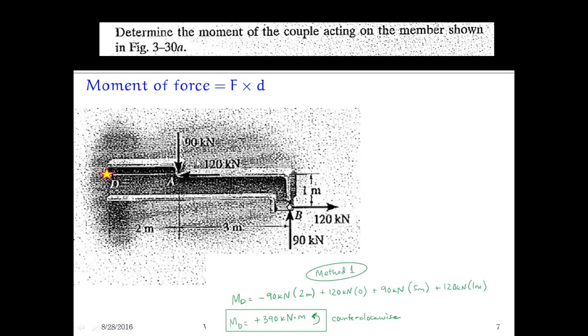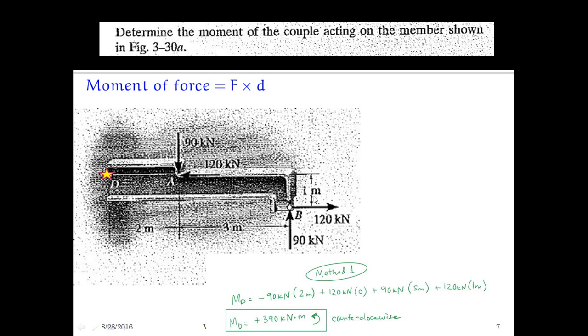So negative 90 kilonewtons times 2 meters, because that's the perpendicular distance from D to the 90 kilonewtons. So we have negative 90 times 2 plus 120 times 0. So we have the 120, but it's exactly parallel to point D. Thus, it wouldn't cause any moment at all. So we just consider this to not cause any moment. Then I move on to the 90 kilonewtons here. It seems like it's pushing upward this way, so it would cause a counterclockwise rotation about point D. So counterclockwise is always positive. And the perpendicular distance from D to 90 is 2 plus 3, 5 meters. So we have 90 times 5.